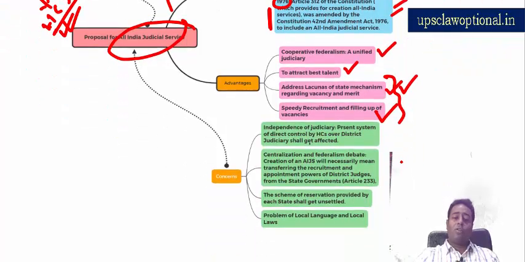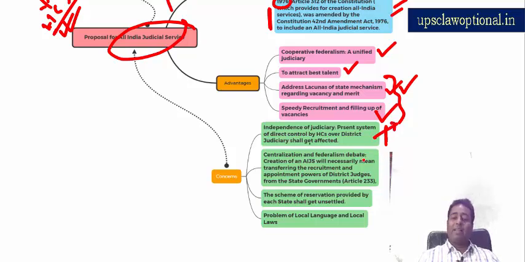Now, there are also certain concerns, like what are the negatives? The negatives are independence of judiciary. Presently, the system of direct control of high courts, as I have earlier said, is in place, which controls the posting, transfer and appointment of district judges. That might get interfered with to some extent.